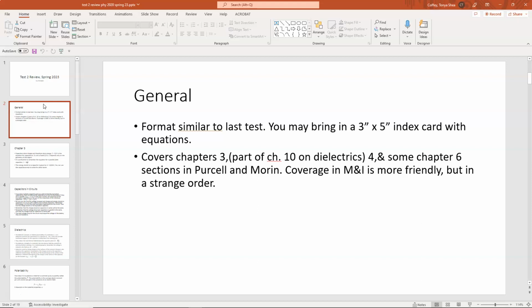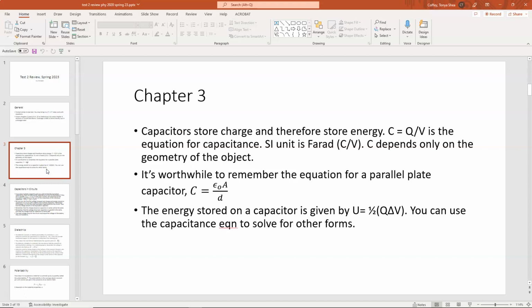This test is going to cover from Purcell and Moore Chapters 3, 4, and some of Chapter 6, and also a little bit of Chapter 10 on dielectrics. If you need some review, of course your Matter and Interactions text is a little bit more friendly, but it's in kind of a strange order. So I'm going to provide you a list of the topics, and then you can look up in Matter and Interactions where those are covered, if you'd like the more 1000-level physics review. Okay, so Chapter 3, we started talking about capacitors.